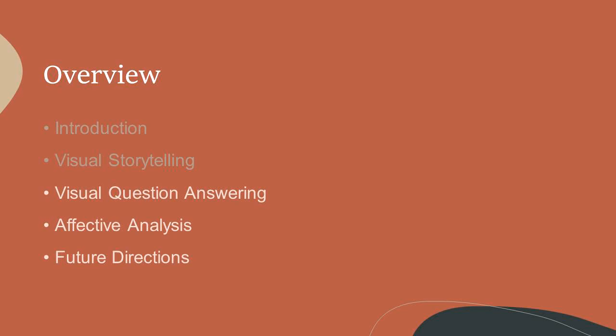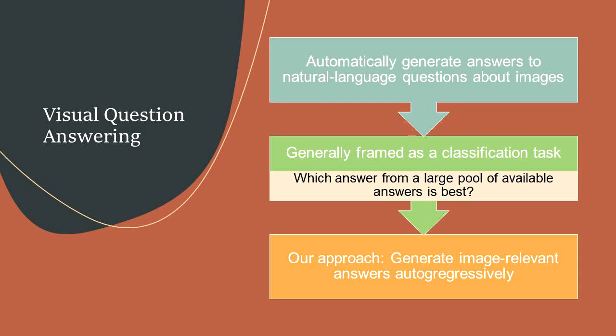Visual question answering is the task of automatically generating answers to natural language questions about images. There's been a lot of interest in this research area lately, but to date it's generally been framed as a classification task. That means that rather than generating an answer from scratch, the model selects an existing answer class, so to speak, from a large pool of available answers. This means that models usually learn to predict short and in many cases single-word answers, making them not very similar to how a human might respond to a question.